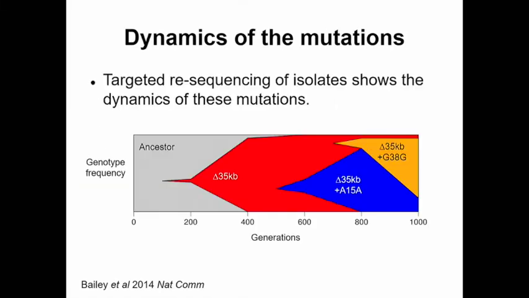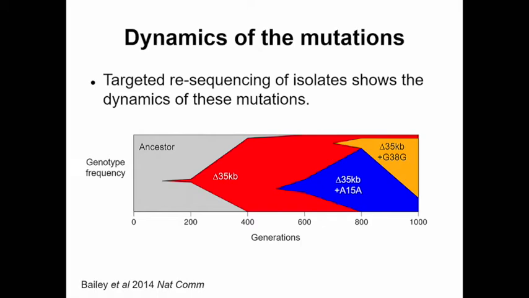Okay, so this was just the genome sequencing data from the final endpoint population. So we went back and did targeted sequencing to try and figure out when those mutations that we were detecting had arisen and what their dynamics were in terms of increasing in frequency through the population. And this is what we pieced together. Generations are on the x-axis, and the frequency of the different genotypes is on the y-axis.